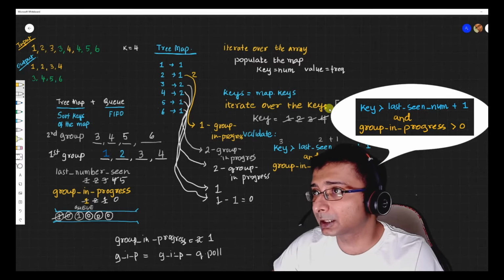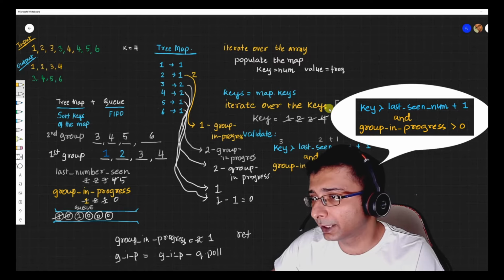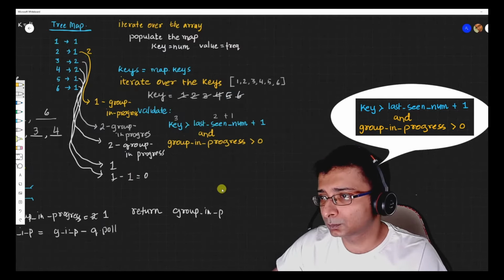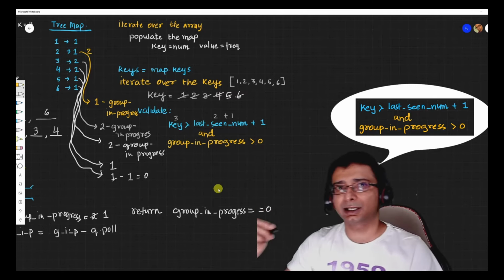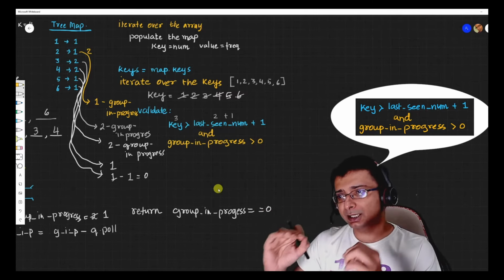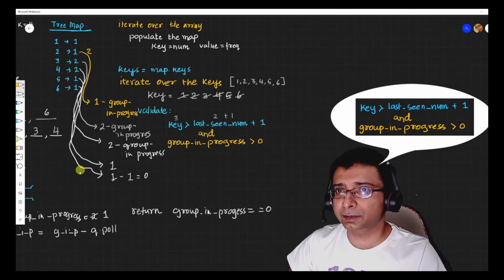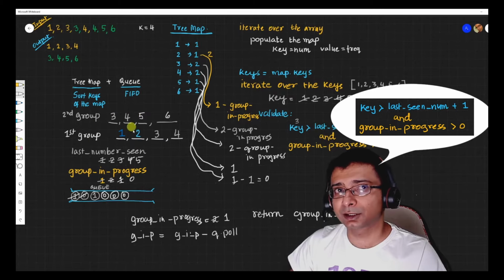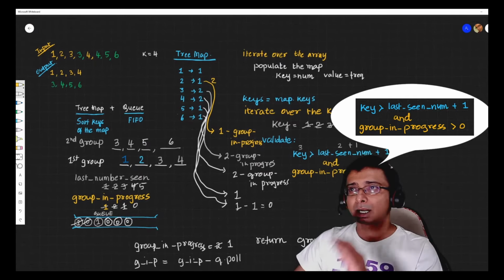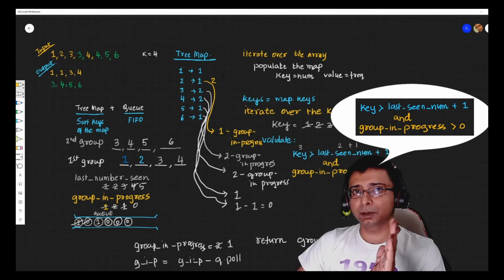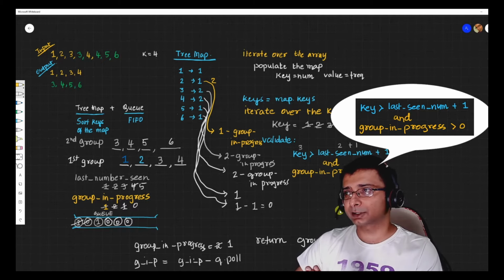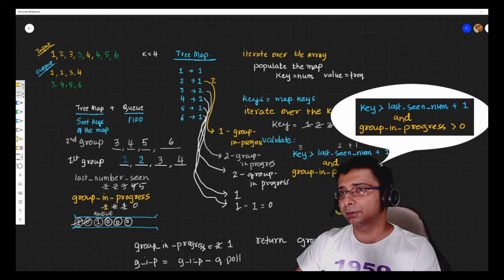When can we say that we have successfully been able to divide this? We will be returning group in progress at the end. When we are done, if my group in progress contains 0, that means no group is in progress, all the groups have been completed successfully as we have done over here. In that case, I can say yes, I was able to put everything back into its place, right? And everything worked fine for me.